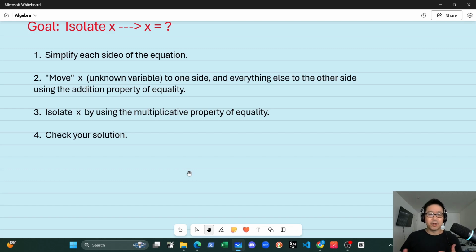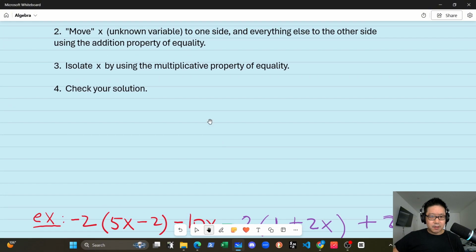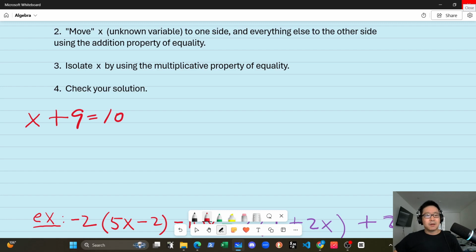Okay, once again, you're going to move the x or the unknown variable either to the left or the right side and move everything else to the other side of the equation. So let me give you an example. Let's say you are given something like x plus 9 equals 10. How would we move x to one side and then move everything to the other side?